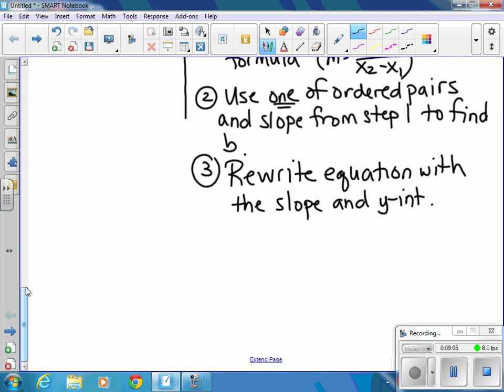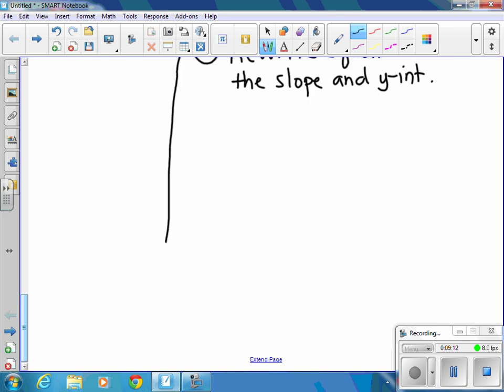Okay, so it takes a little bit more work because you've got to find a lot more pieces. You're not just missing one piece, you're missing everything. The only thing you have given is those 2 ordered pairs. Right, so let me show you what this looks like. We'll do a couple of these just to make sure you understand what you're looking at.